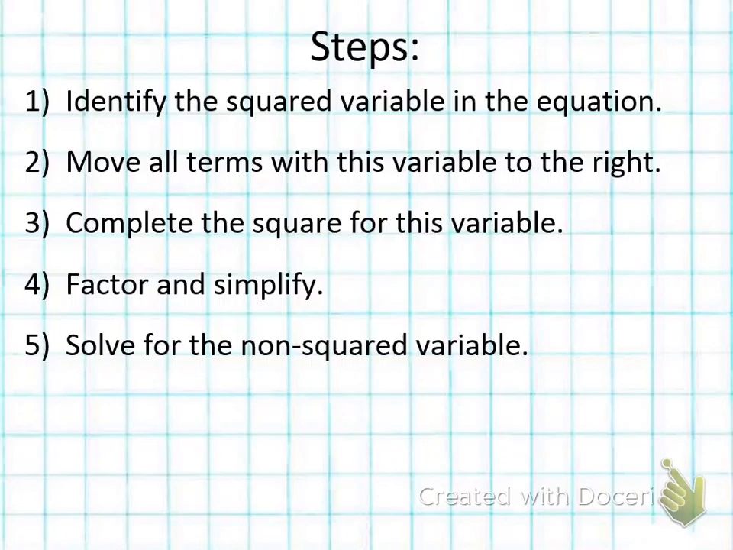Then you'll complete the square for that variable. You're going to factor it to the perfect square binomial. Then simplify and you'll solve for the non-squared variable.